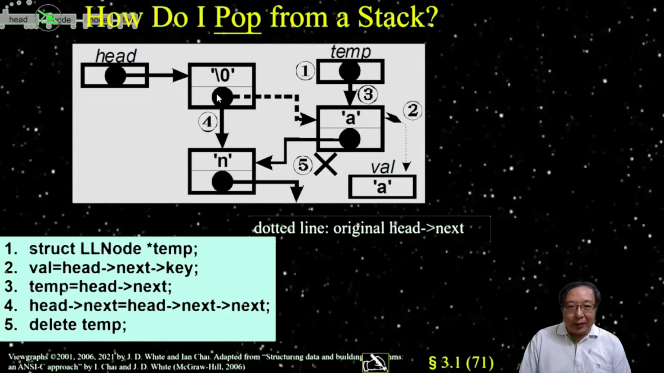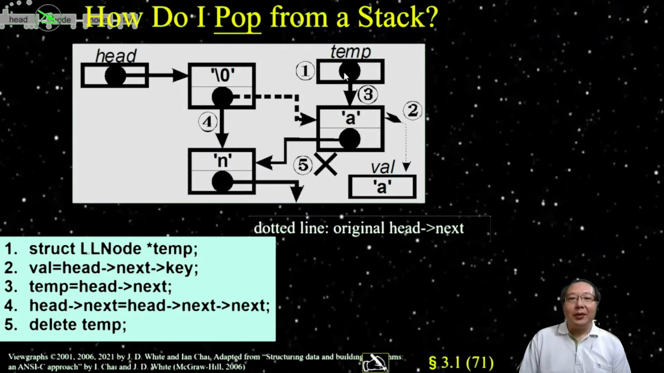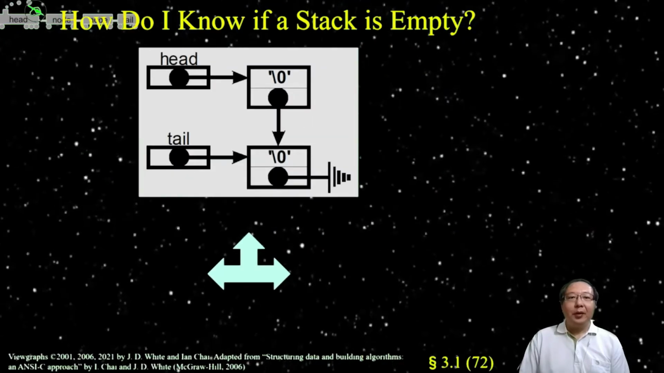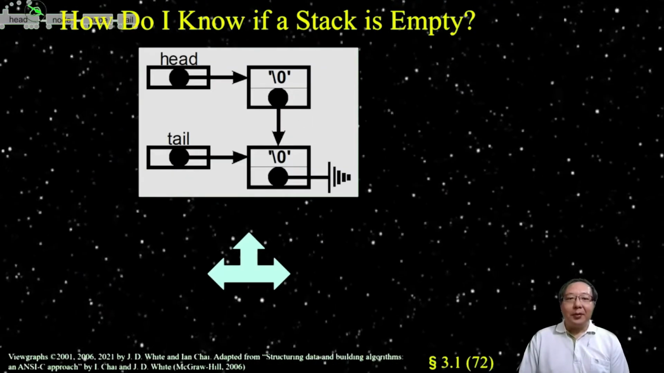So this one is now pointing straight to here. Then we delete temp and get rid of this node that we don't need anymore. How do I know if a stack is empty?